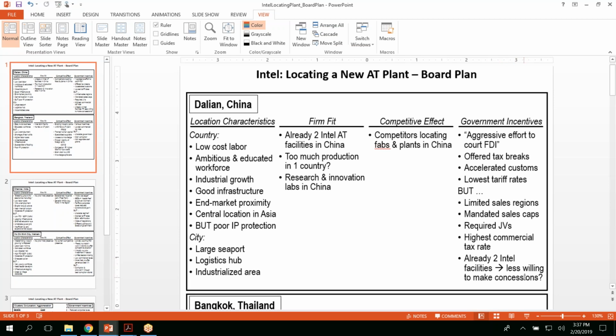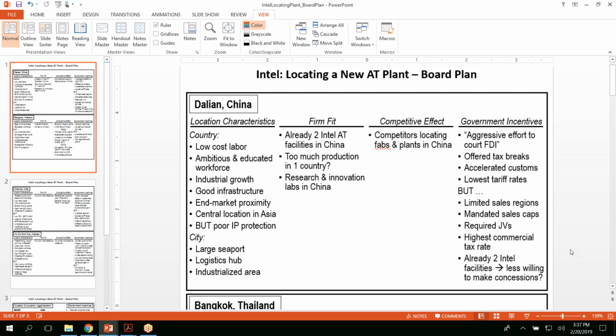And finally, this idea is important. This is probably the most important thing about government incentives, instead of a list of what they're offering, is how motivated are they? How motivated is China to give Intel a deal? Well, they've already got 2 Intel facilities, right? So they might not be as interested in giving them a deal to come into China as India or Vietnam, which has no Intel facilities in it, right? So again, that's this idea. So you could just talk about China.